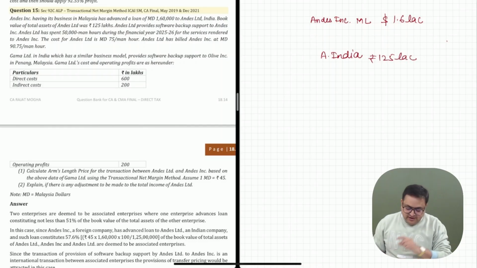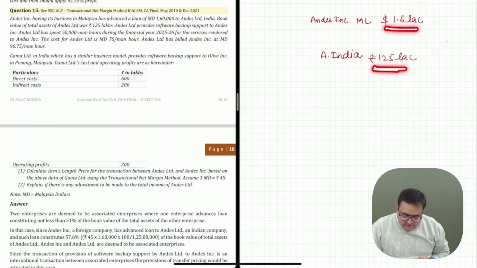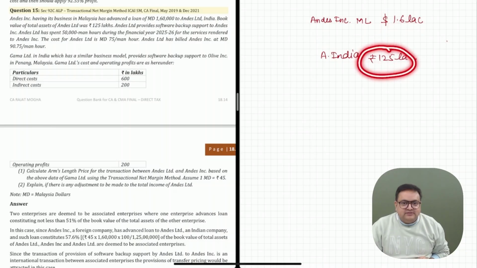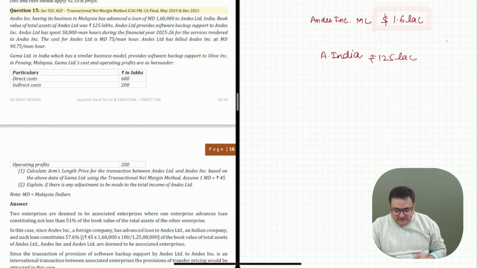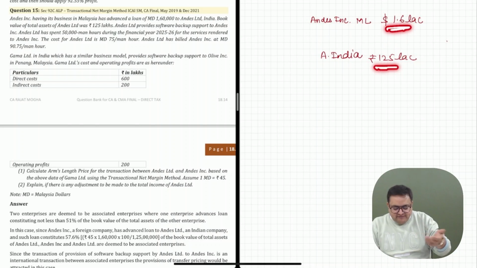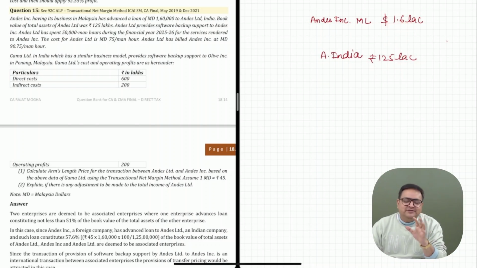Now, guys, there is one important point where students generally make a mistake. Please don't compare this 1.6 lakh with this. Why? Because this is in Indian rupees and this one is in Malaysian dollars. So please don't compare. No, sir, it is less than 51%, 1.6 lakh. If I divide by 125 into 100, it is less than 51%. So we are not associated. No, this is in dollars, Malaysian dollars. Have they given the currency rate? The currency rate is here. Yes.